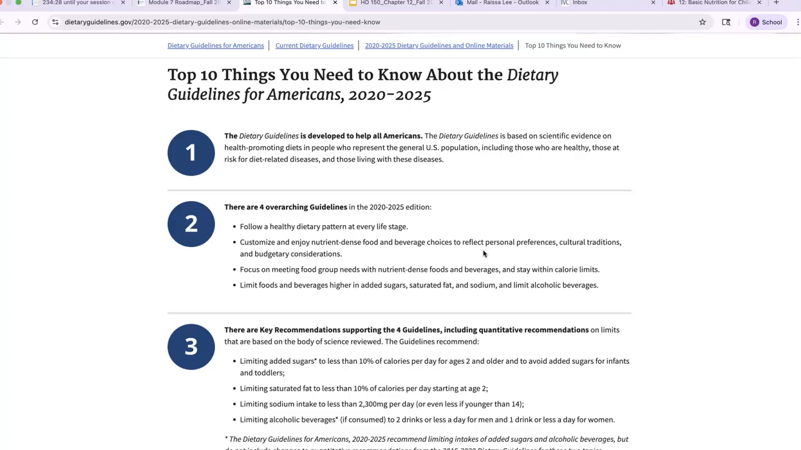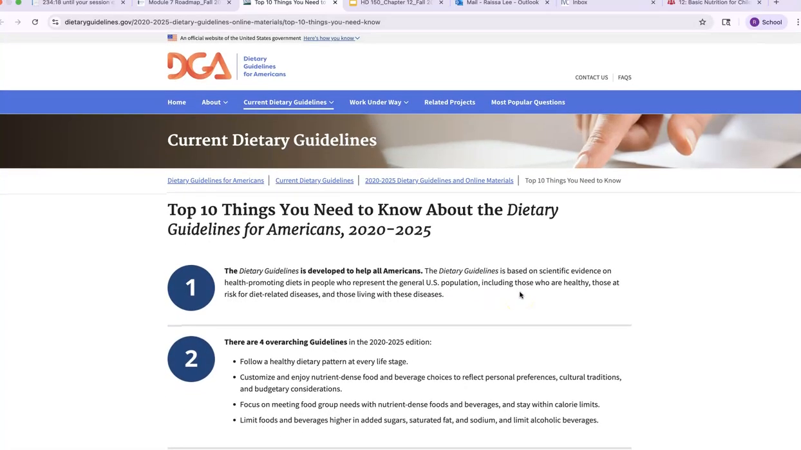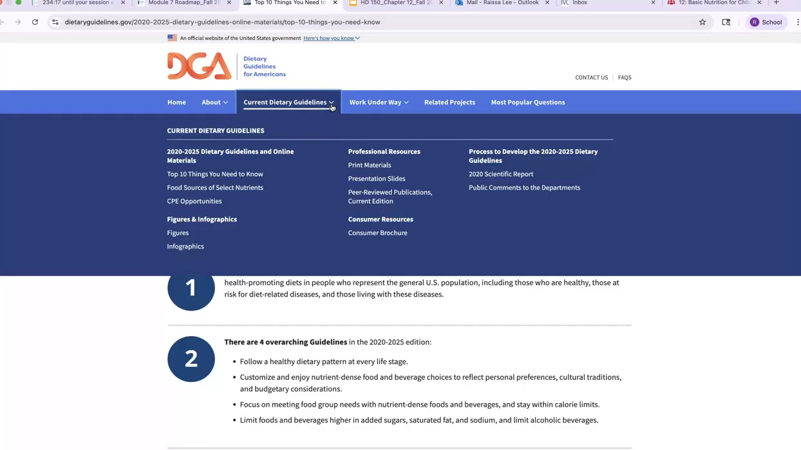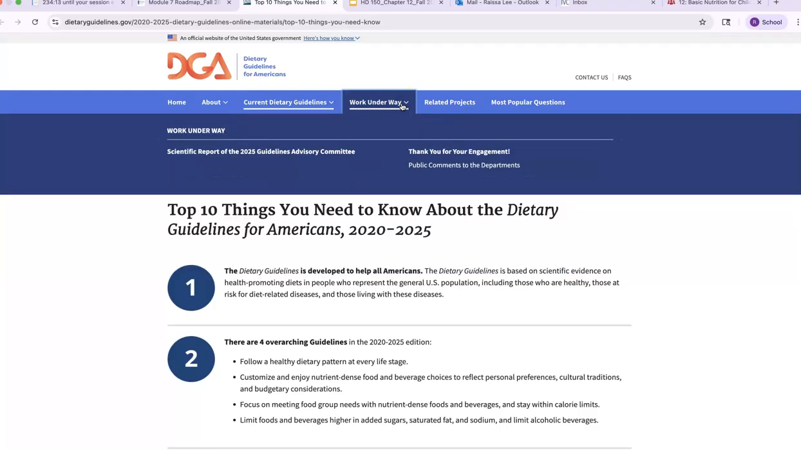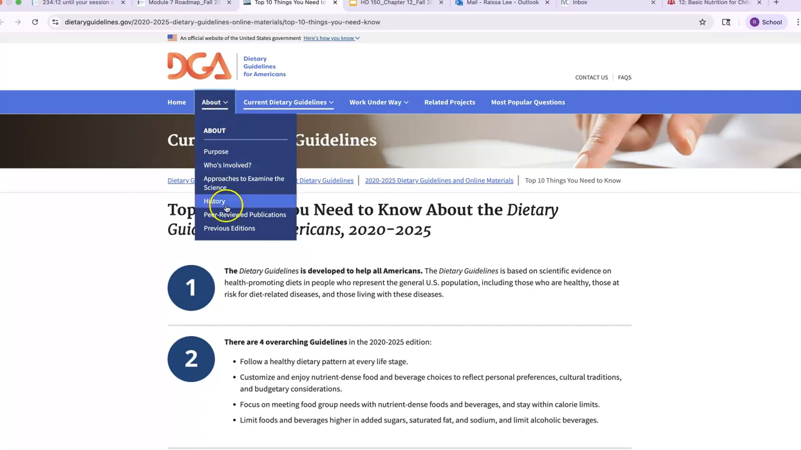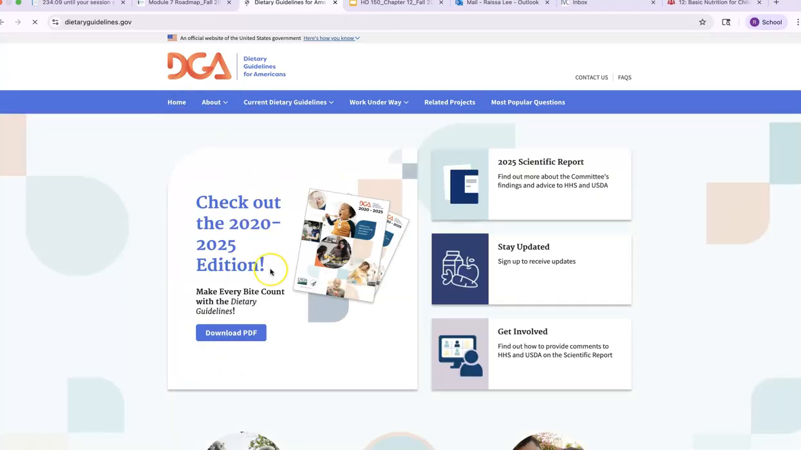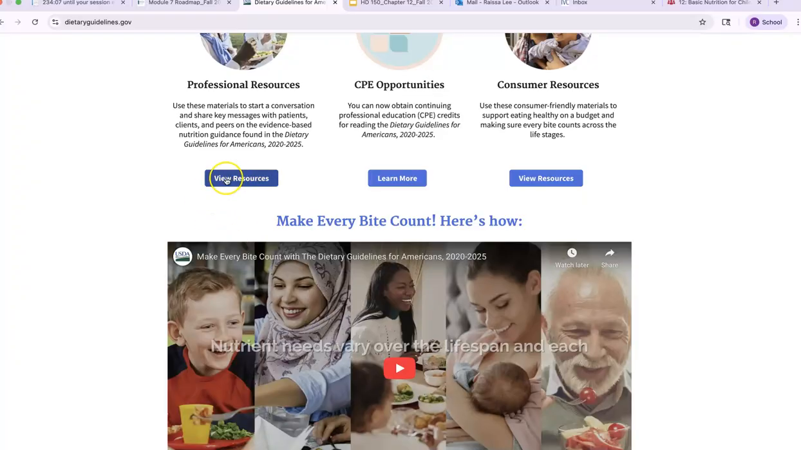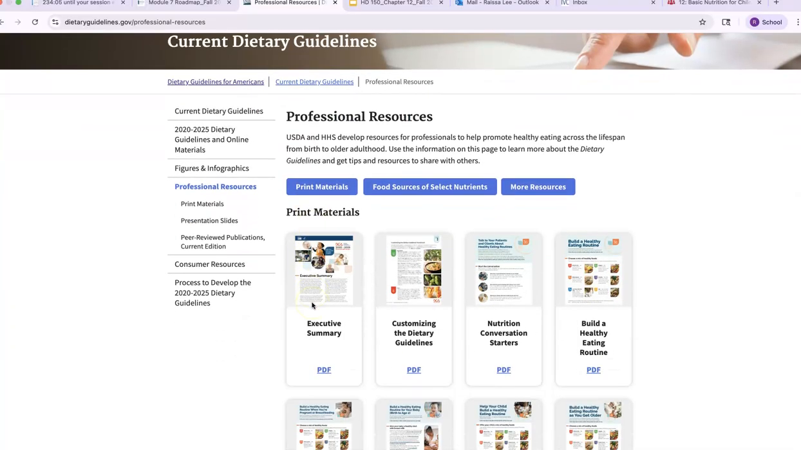So all of these things, they affect our relationship with food, right? Our access to food. Focus on meeting food group needs with nutrient-dense foods and beverages, staying within caloric limits, and limit foods and beverages higher in added sugar, saturated fat, and sodium, and limit alcoholic beverages. So there's a lot of great information here. This has a lot of the resources. You can print them out. This has stuff that might be coming on the way, and then information, right? Peer-reviewed publications if you want to read articles about it. So please take a look. It's super important. There are different resources too that you can explore right here.